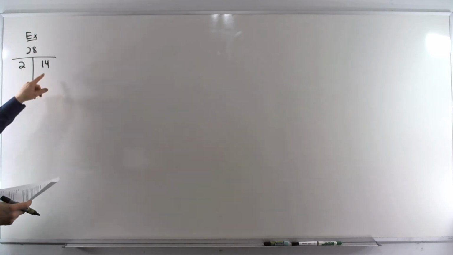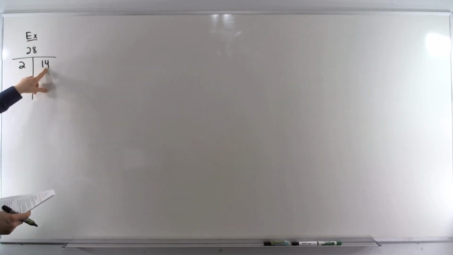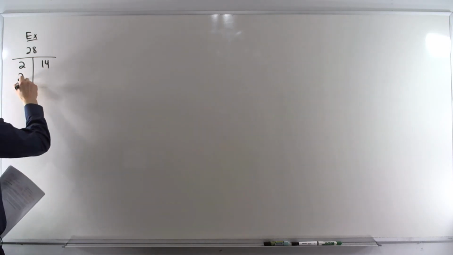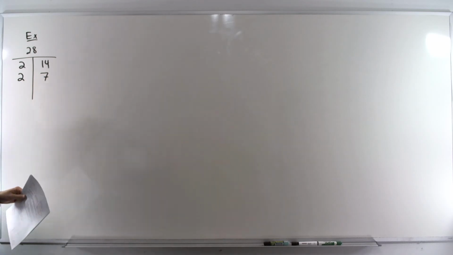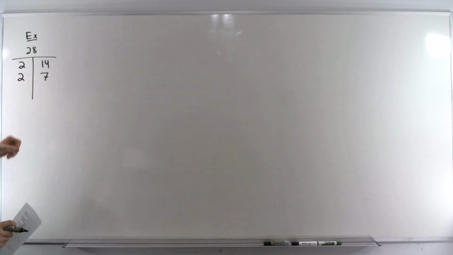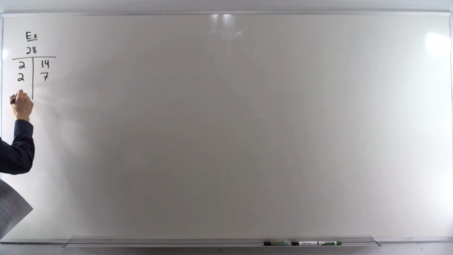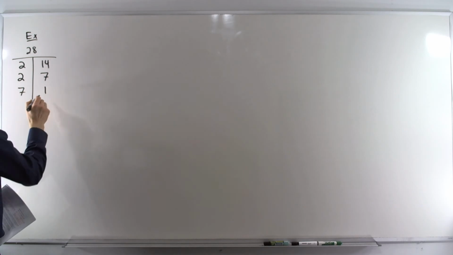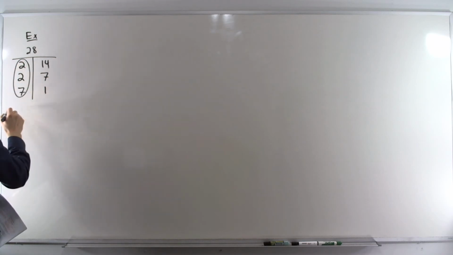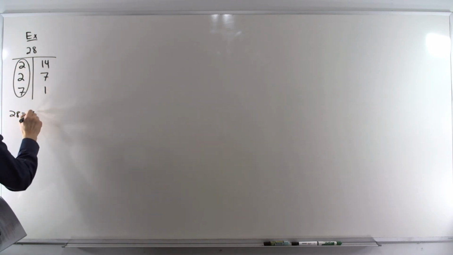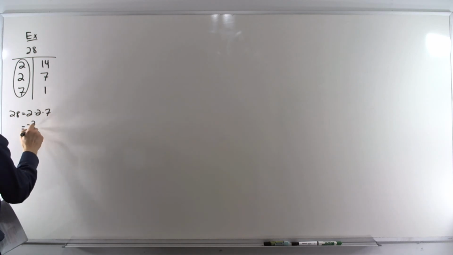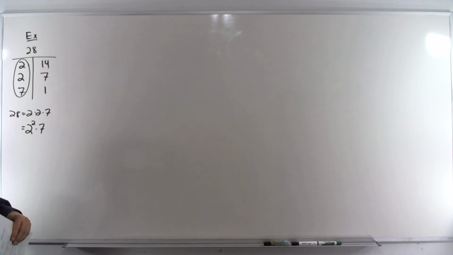Okay, now look at this number. Now we're starting with this number. Can we divide this by 2? Well, it's even, so yes we can. So let's do that again. So another 2 here, and 7. Okay, now we're down to a prime number. So that means we're done. But I'm going to do one last thing. I'm going to divide 7 by 7 to get 1. And now here's our list of primes. So 28 is 2 times 2 times 7. And if you want to write it in exponent form, it's 2 squared times 7.